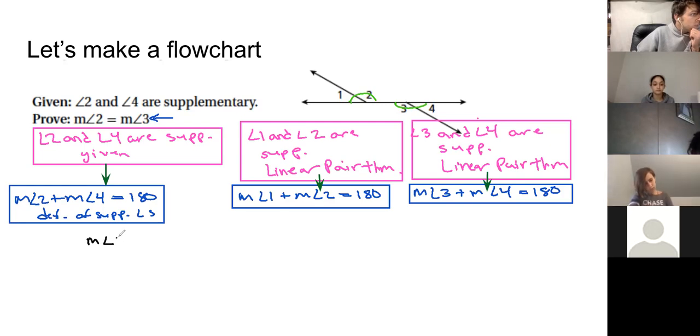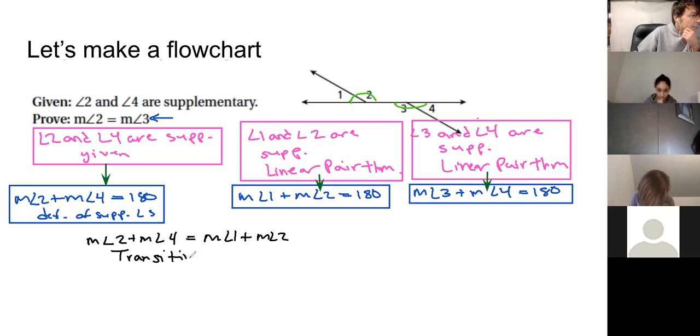So measurement of angle 2 plus the measurement of angle 4 would have to equal the measurement of angle 1 plus the measurement of angle 2. They both equal 180, so they would have to be equal to each other. This is the transitive property. And that came from here and here. We put those 2 equations together to make this new equation.